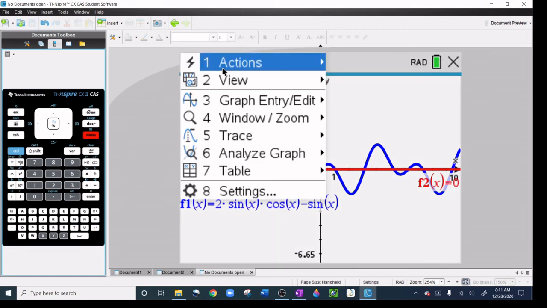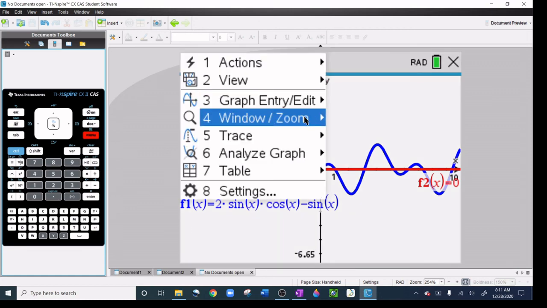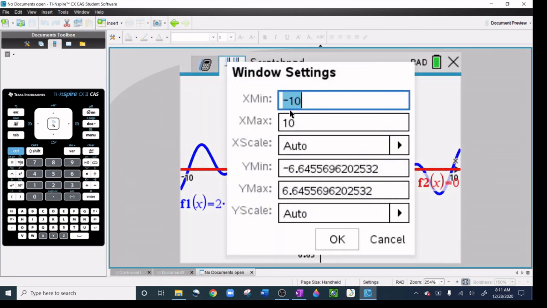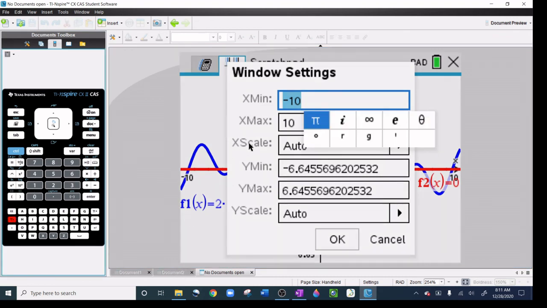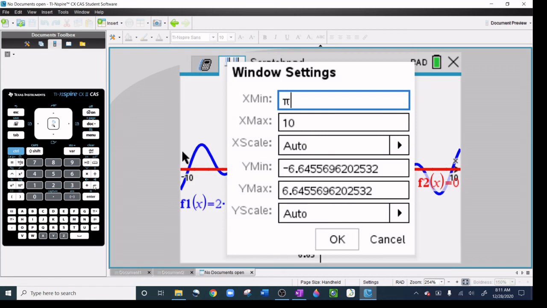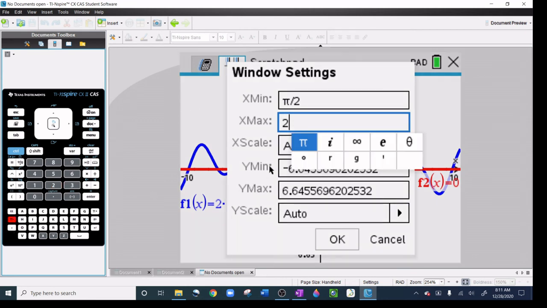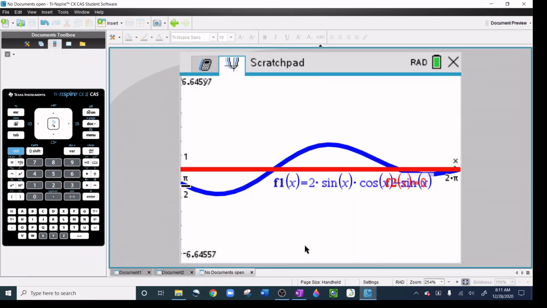Now go to menu. I need a window, in the window setting. You don't have to know what pi over 2 is. I'm just going to type in pi over 2. So where is my pi? This is pi. Divide by 2. And then another one is 2 pi over here. Let's delete that. And I have 2 and again a pi. And then okay. So this is my pi over 2 and 2 pi.